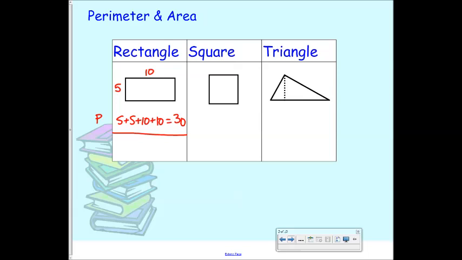What about the area? How would you find all the space inside? 5 times 10. You typically multiply, right? You're going to multiply. So the area, you do length times width, which would be 5 times 10, which is 50. Good. Okay, so length times width.